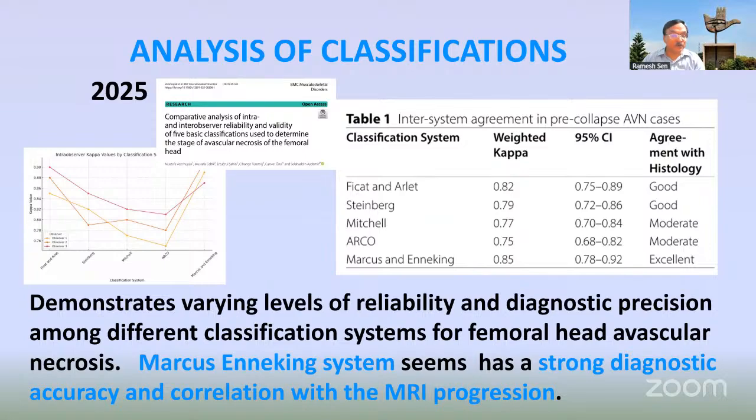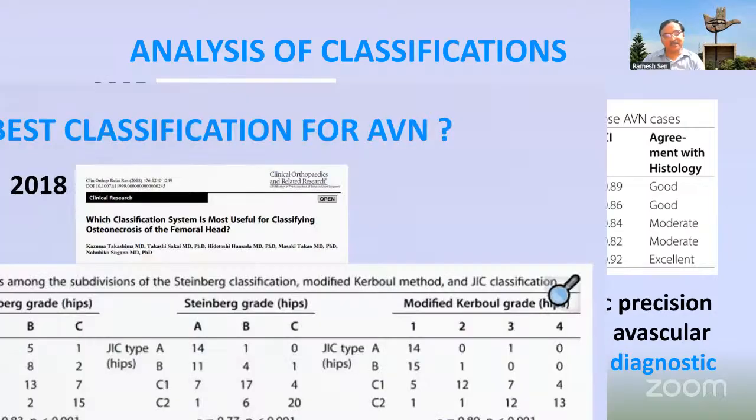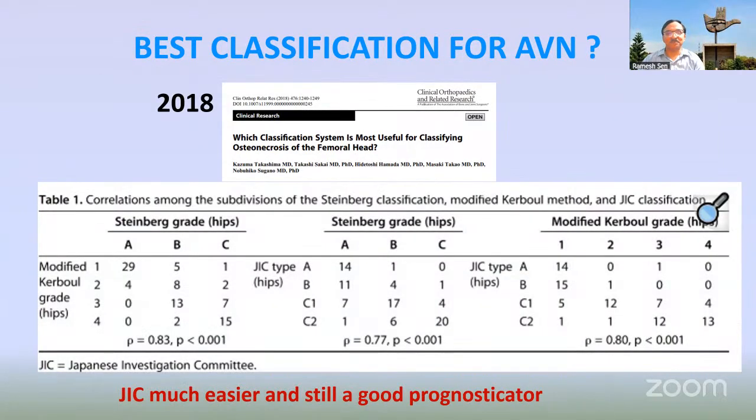But they did not describe one very important classification, which we personally use, that is the Japanese Investigation Committee classification. And this paper said this classification gives the best method of assessment because it depends upon the size as well as the location of the lesion, which is very important.